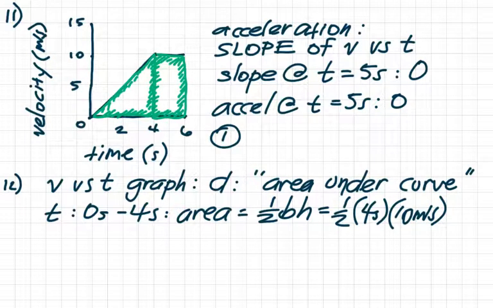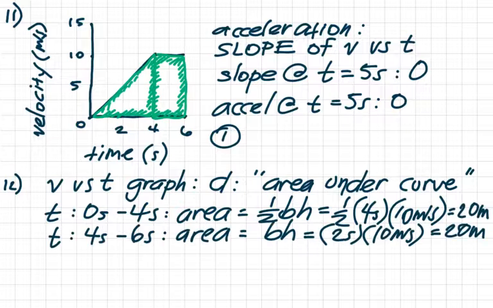But they wanted the whole time. They wanted all 6 seconds. And you throw it together, you've got 20 meters and 20 meters, so altogether it went 40 meters. That would be choice 3.